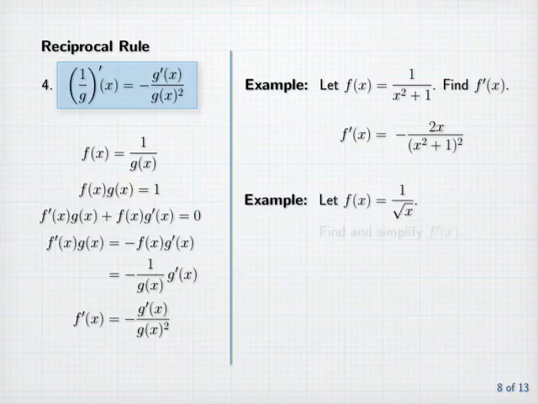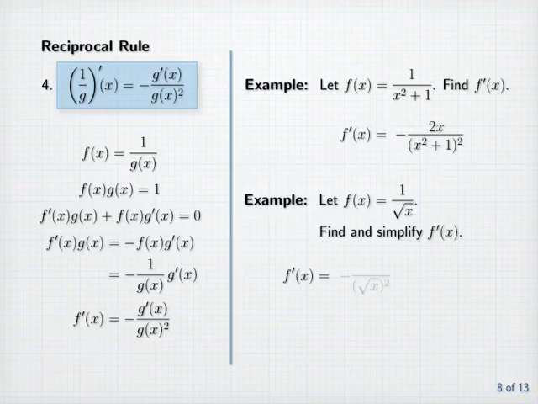Second example, let f of x equal 1 over the square root of x. Find and simplify f prime of x. Again, using the reciprocal rule, we have minus a fraction whose denominator is the square of the square root of x, whose numerator is the derivative of the denominator of f, and the derivative of the square root of x, recall, is 1 over 2 times the square root of x. Now we simplify and get minus 1 over 2x times the square root of x.